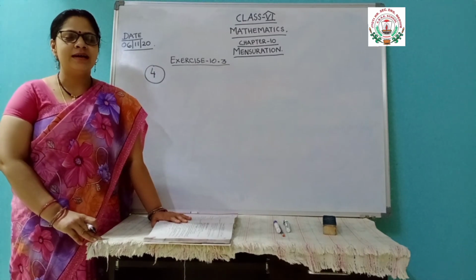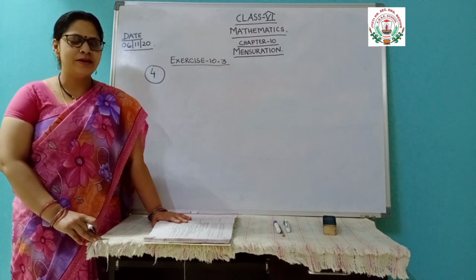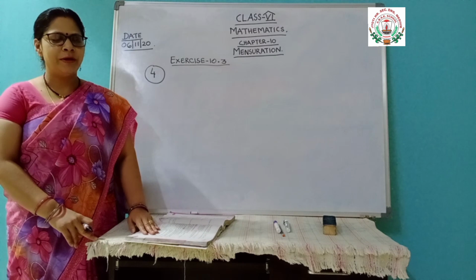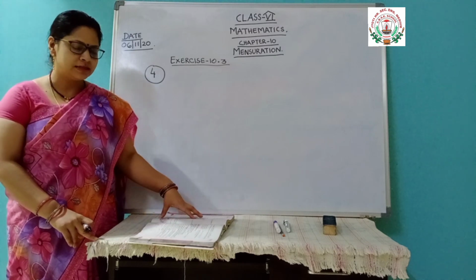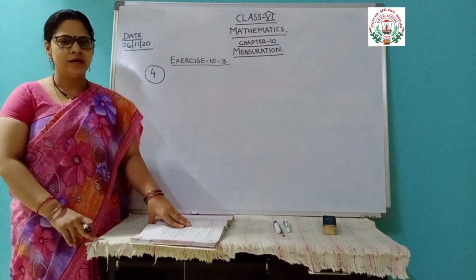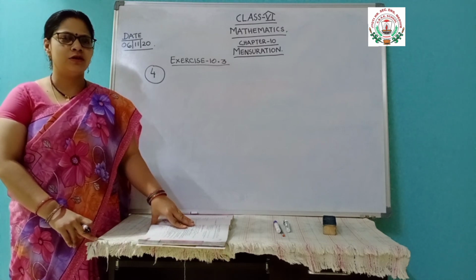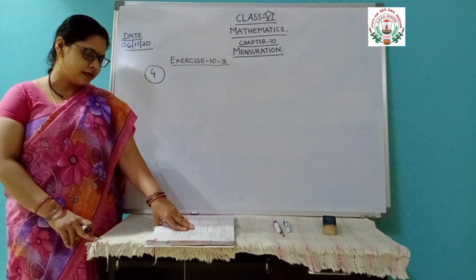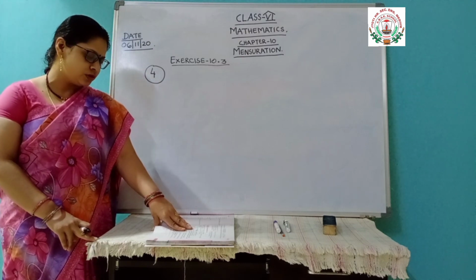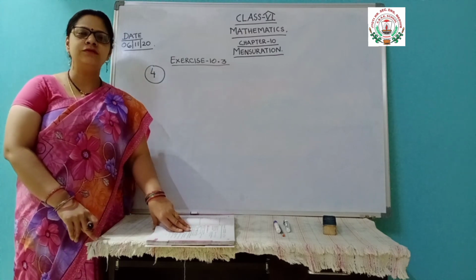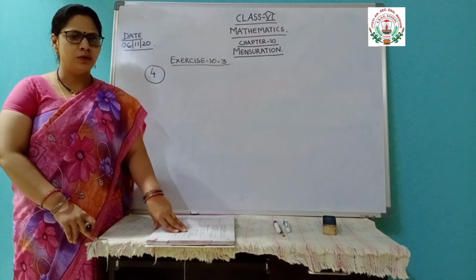In the previous class, you got a screen recorder in which I have explained about exercise 10.2 and the formula of area of rectangle and area of square. At the same time, I gave you exercise 10.3 questions number 1, 2 and 3 to solve on your own, because the formula is already known to you.